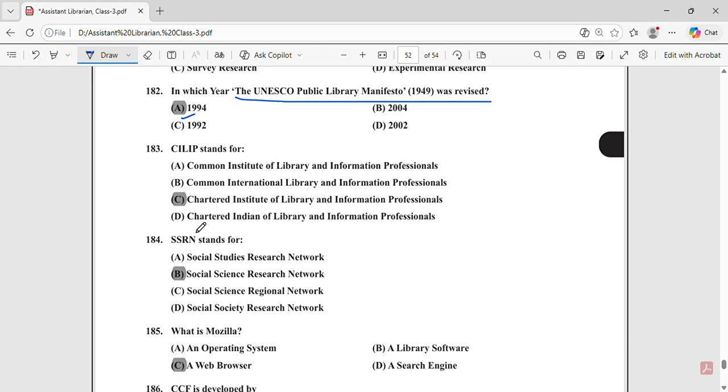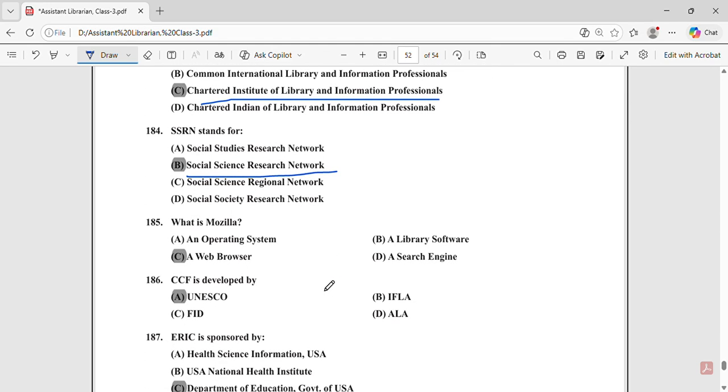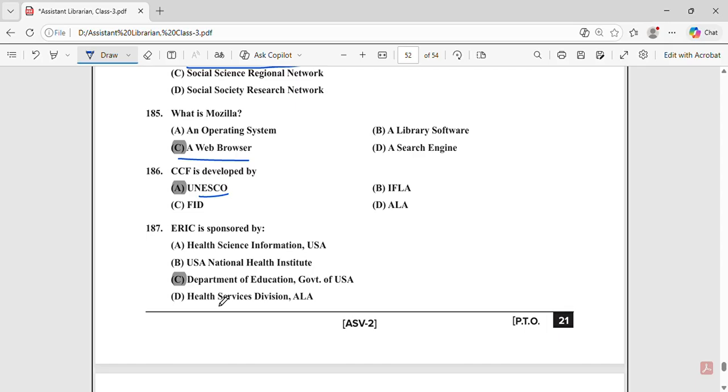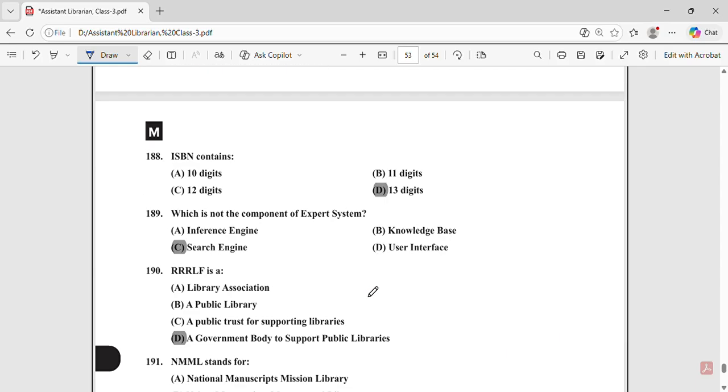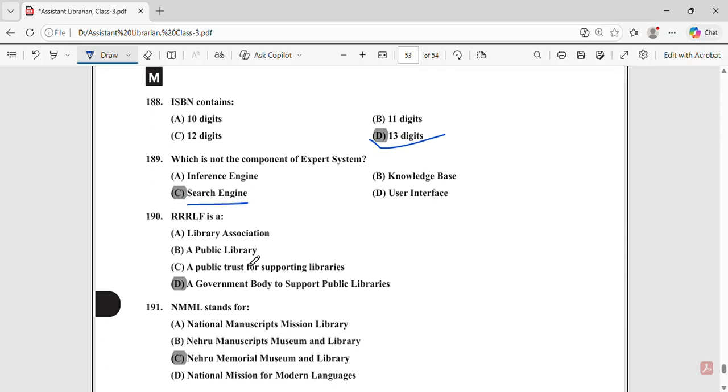In which year was the UNESCO Public Library Manifesto 1949 revised? 1994. CILIP stands for Chartered Institute of Library and Information Professionals. SSRN stands for Social Science Research Network. What is Mozilla? A web browser. CCF is developed by UNESCO. ERIC is sponsored by the Department of Education, Government of USA. ISBN consists of 13 digits.